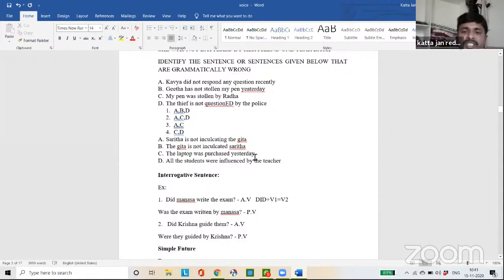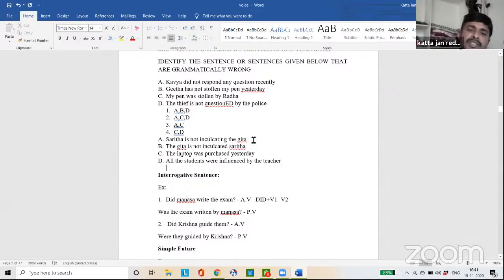The laptop was purchased yesterday. Here we missed one thing, the by object. By is not used. Let it be, no problem. We cannot always use an object and before that by. That is why passive voices are used. The laptop was purchased yesterday. That's it. It is right. All the students were influenced by the teacher. It is right.